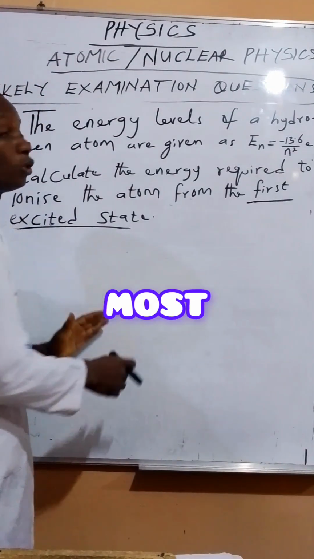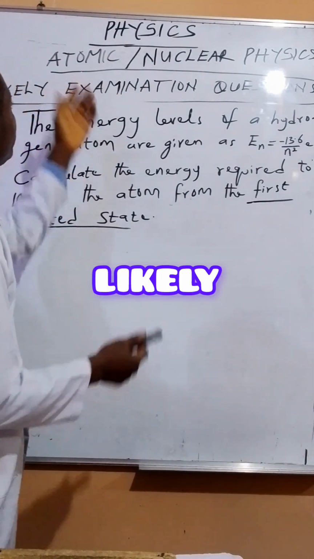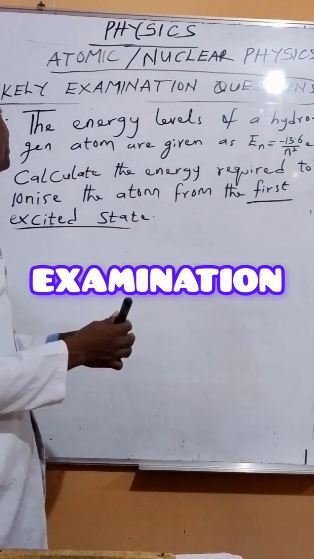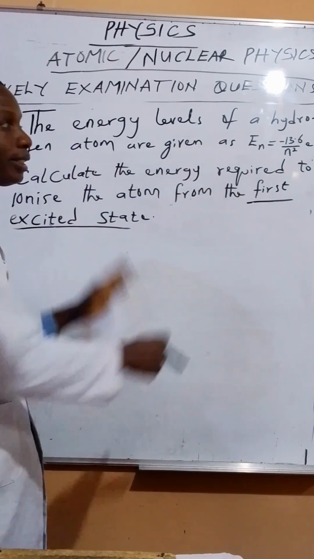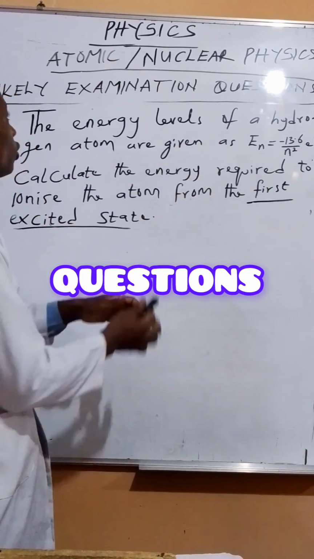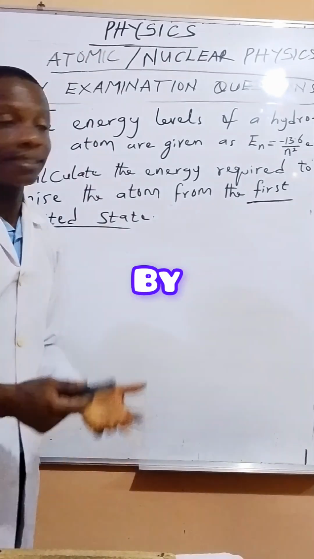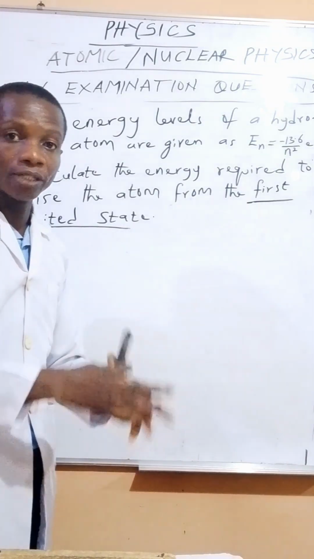This is one of the questions we are going to solve. Here, we are dealing with atomic and nuclear physics, and we are dealing with likely NECO examination questions. So this is revision for NECO. Atomic physics has to do with the entire atom, while nuclear physics has to do with only the nucleus. Nuclear physics is limited to the nucleus.